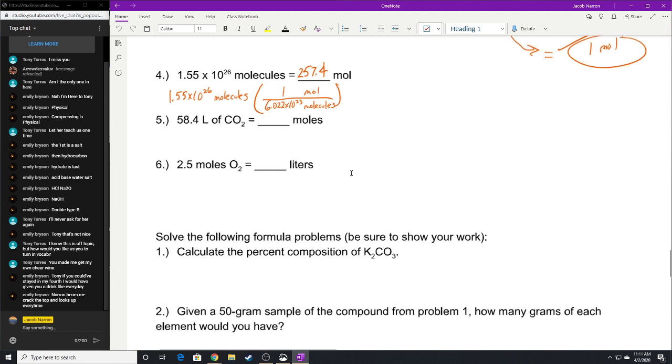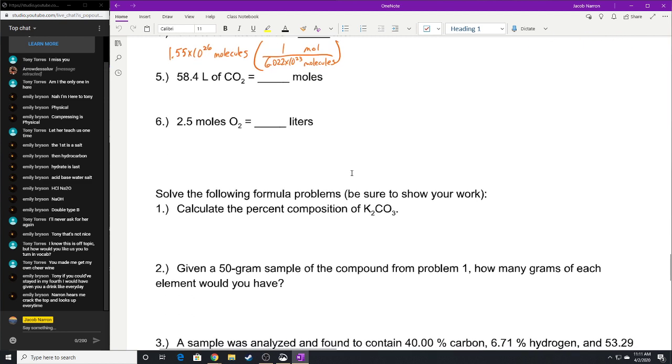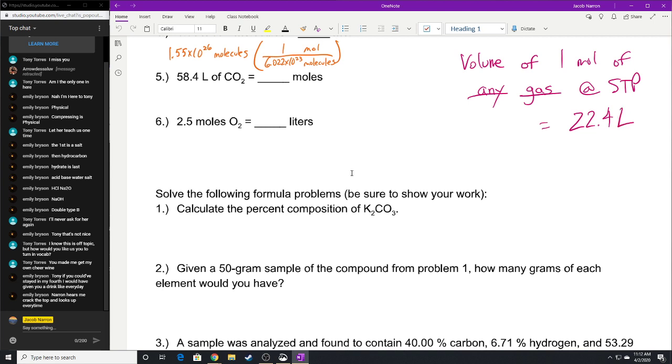All right, let's take a look at number 5. 5 and 6 are both using the same idea. If you look on your reference table, I'm going to read it word for word. On the very first page of the chemistry reference table, it says volume of 1 mole of any gas at STP is equal to 22.4 liters. I'm going to use that same relationship for 5 and 6. Any gas. So let's do that.